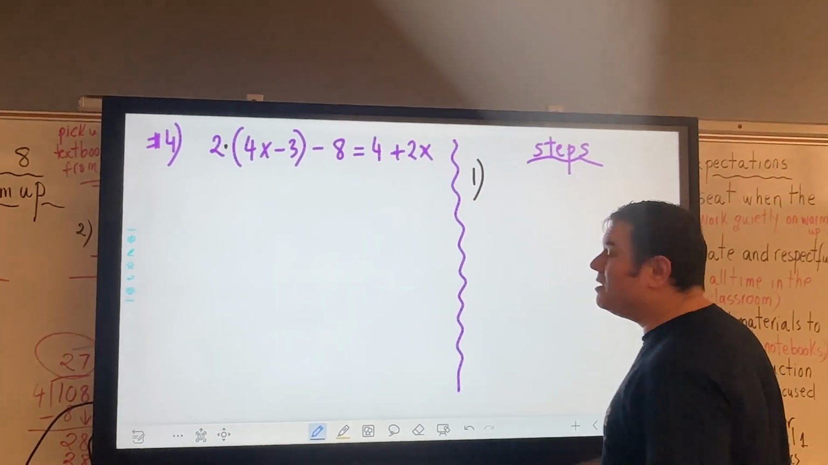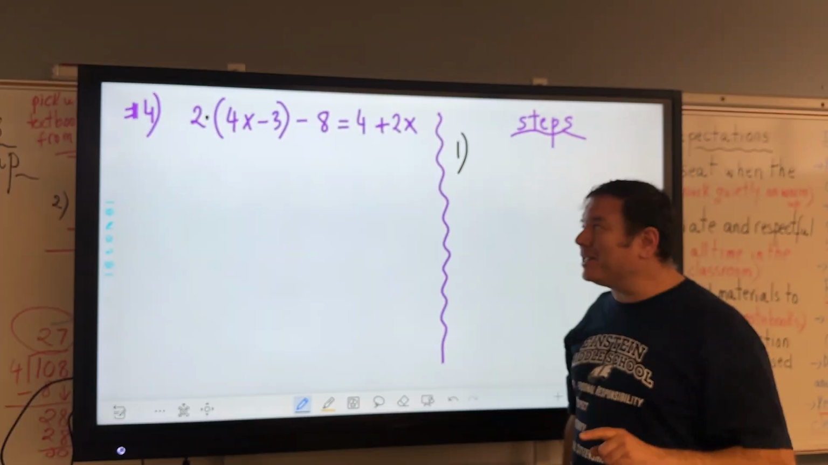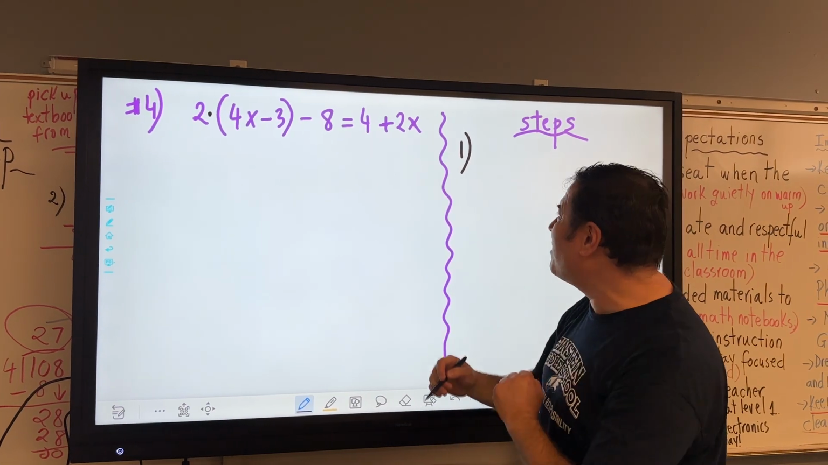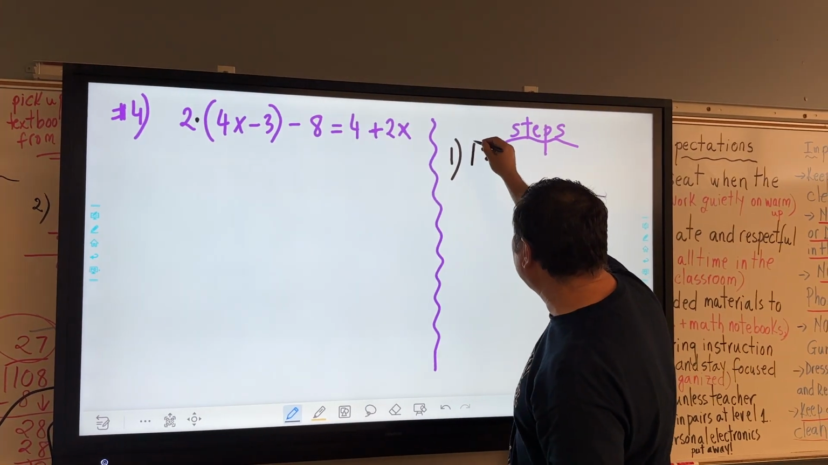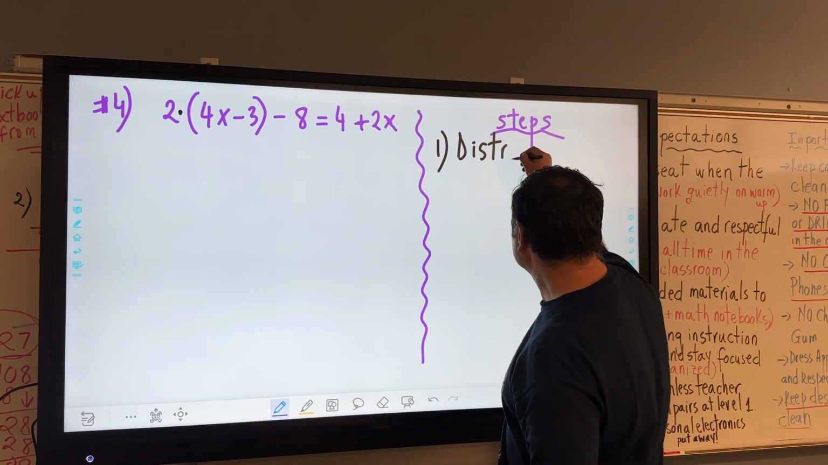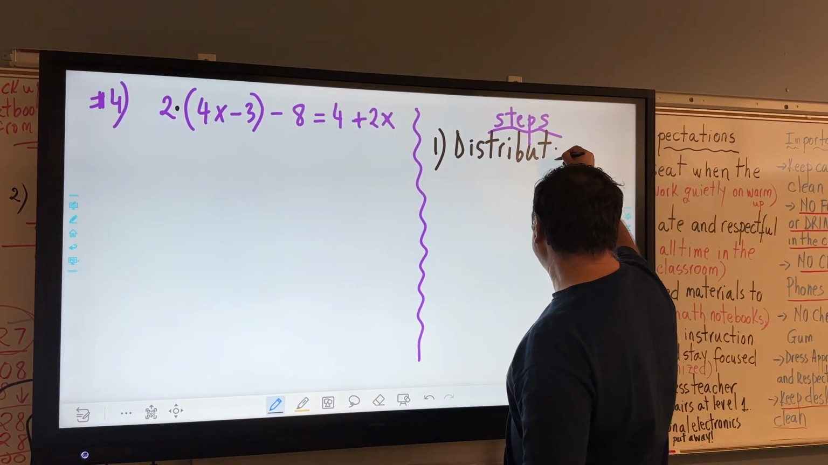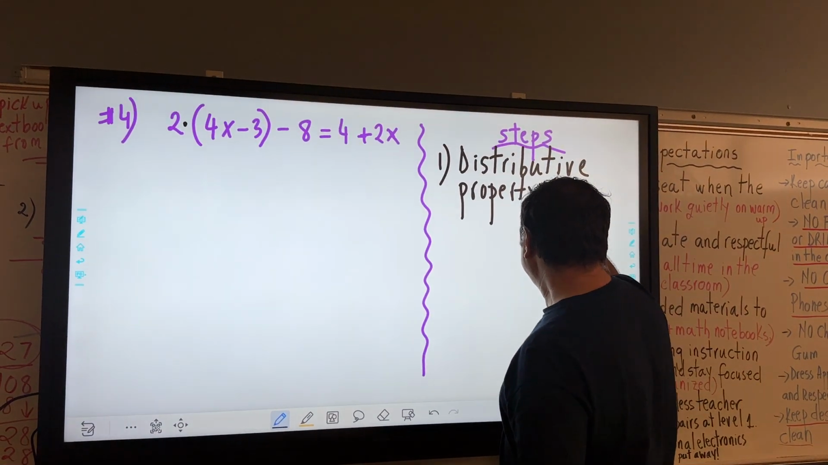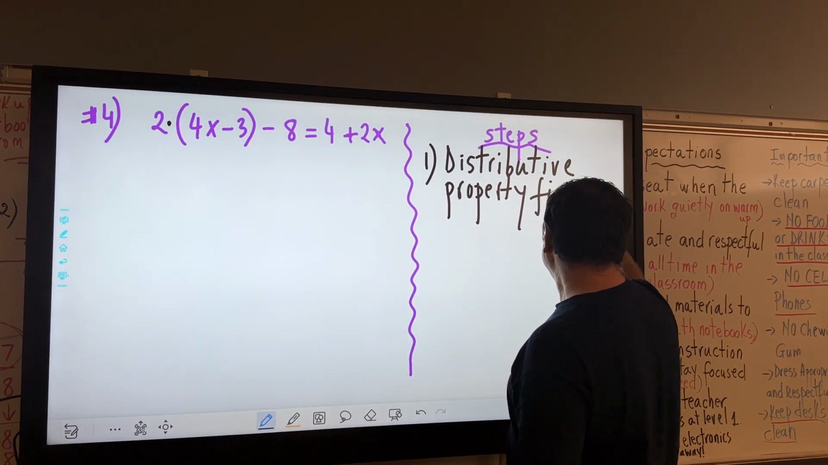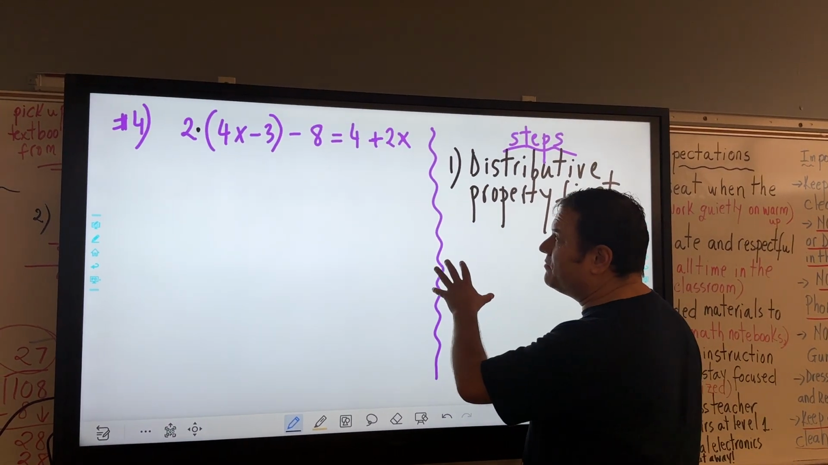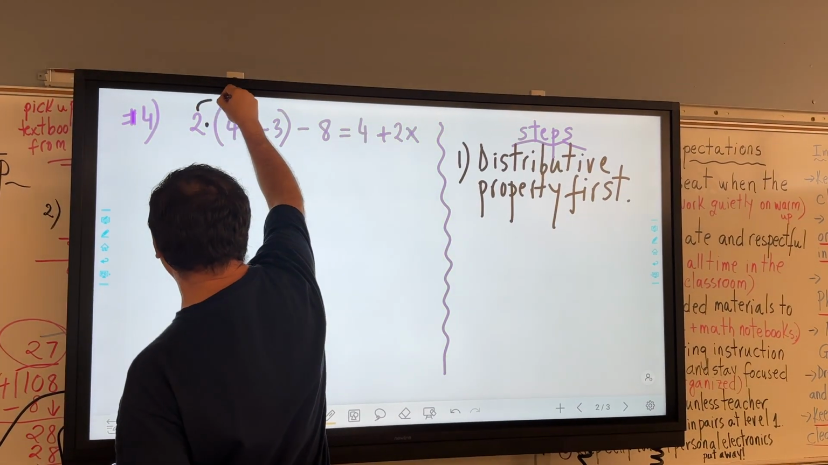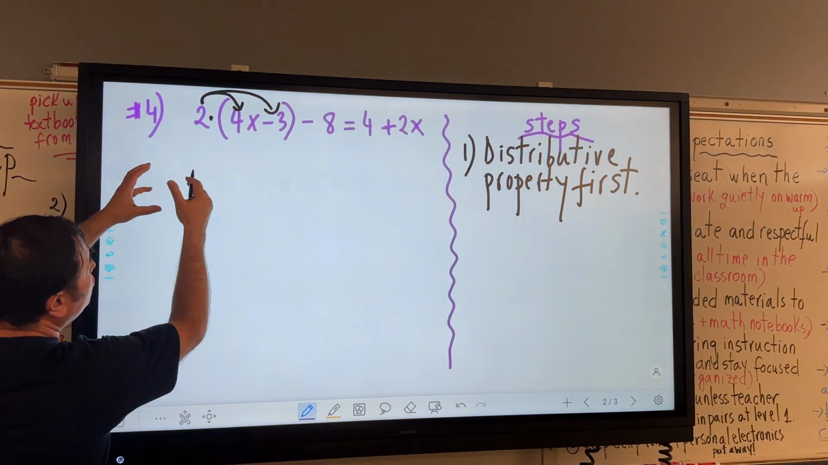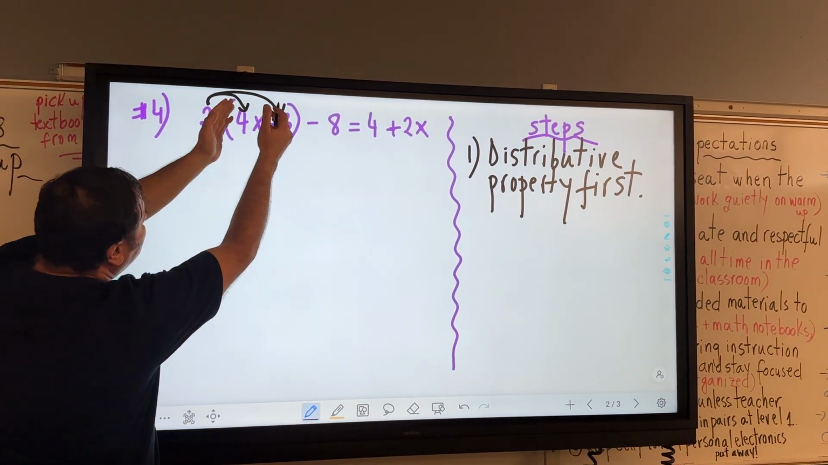Step number 1. Remember, earlier I told you guys that if we have parentheses, we need to use the distributive property first, right? So we are going to use the distributive property first. So let's draw the arrows from 2 to 4x and from 2 to negative 3. We are going to distribute 2 over 4x and 2 to negative 3.